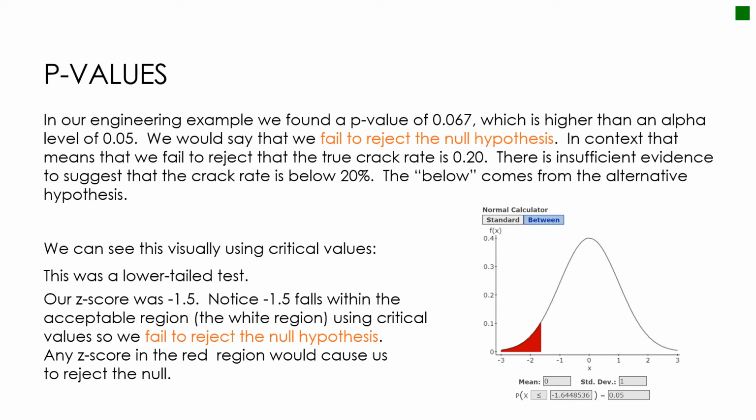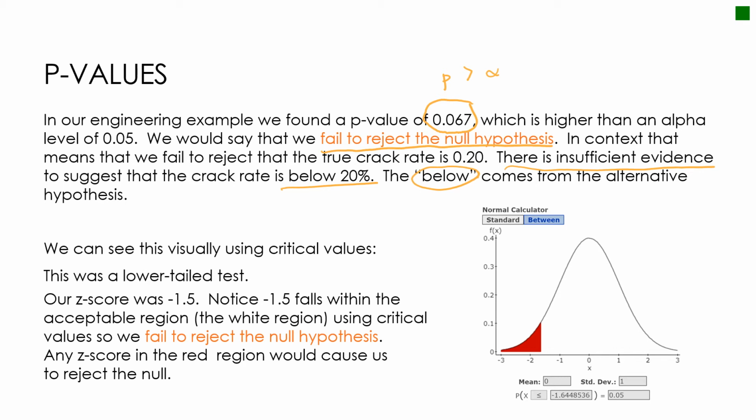So in our engineering example that we just did in our last video, we found a p-value of 0.067, and that is higher than the alpha level of 0.05. Because our p-value is greater than alpha, then we're going to fail to reject the null hypothesis. So essentially that means, in context, that we fail to reject the true crack rate is 20%. We're basically saying the true crack rate probably is 20%. But really what we're saying is we don't have the evidence to say that it's below 20%. And again, below comes from the alternative hypothesis.